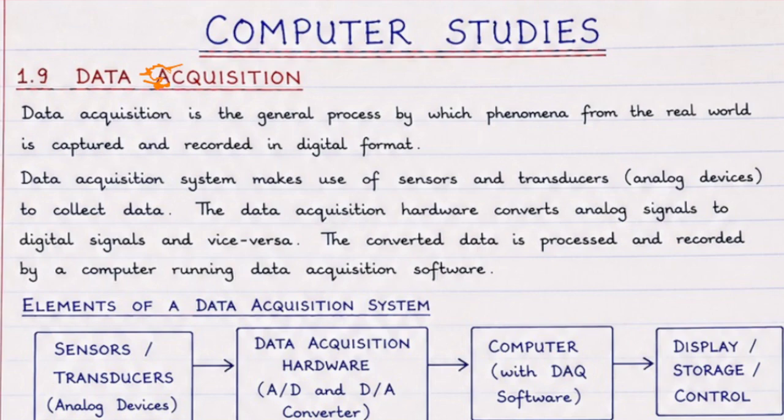Okay, data acquisition. So data acquisition is the general process, to be precise, by which phenomena from the real world are captured and recorded in digital format. Okay, so data acquisition is the general process by which real world information, real world data, is captured and recorded in digital form. It's taken into the computer.